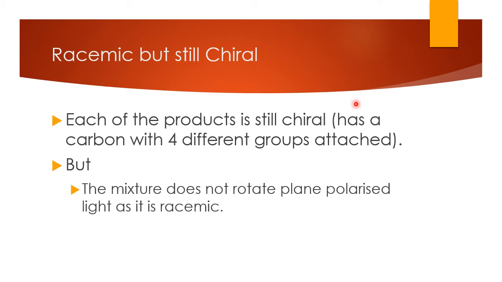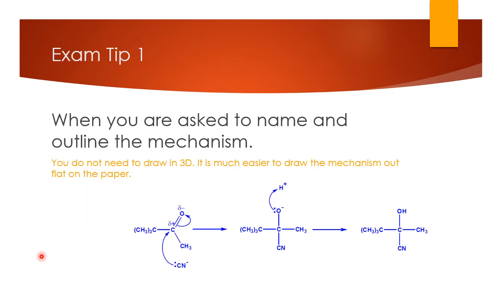So each of those products is still chiral. They still have a carbon with 4 different groups, but the mixture itself will not rotate plane polarized light. So it's a chiral mixture, it's got chiral carbons, but it doesn't rotate the light because it's racemic, not because it's not chiral. It's got equal amounts.